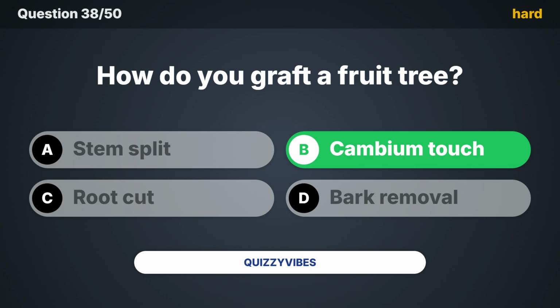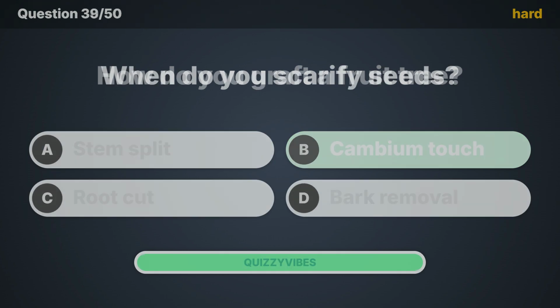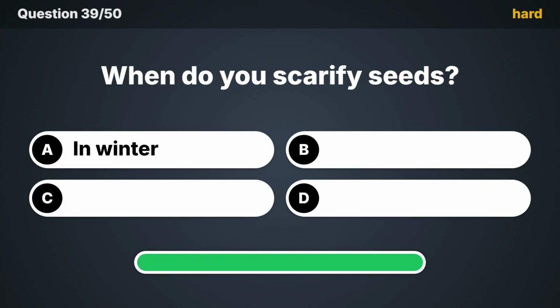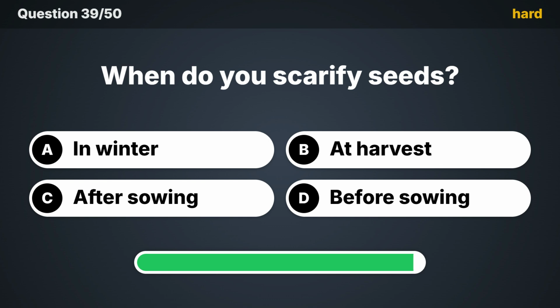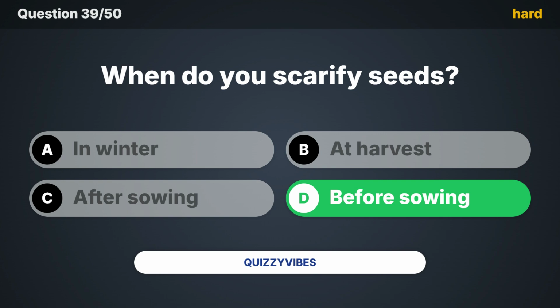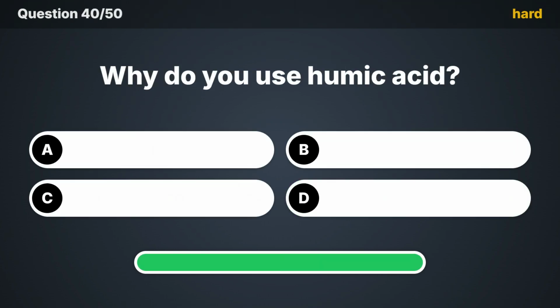Here is the answer, cambium touch. When do you scarify seeds? And the answer is before sowing. Why do you use humic acid?